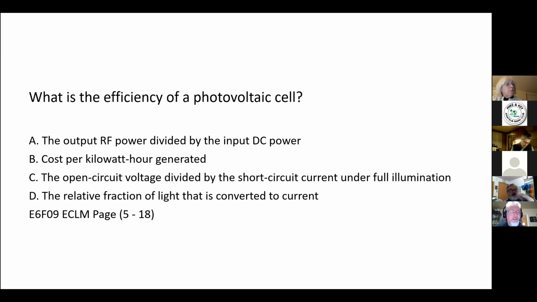Delta is correct. The relative fraction of light converted to current. It's not the longest answer this time. I was going to say C. I don't know how you'd ever measure the short circuit current. Yep.